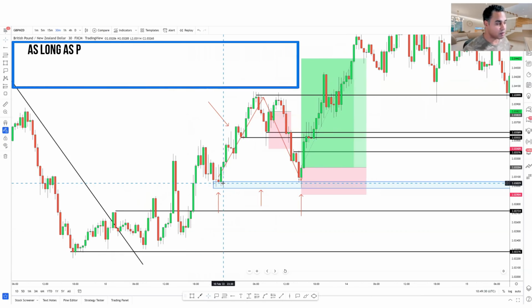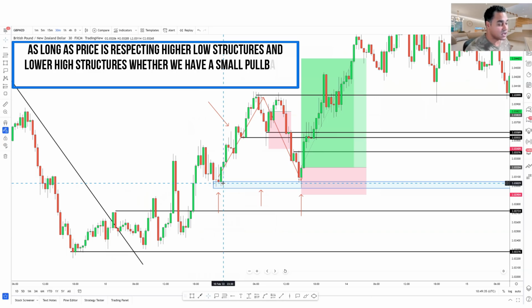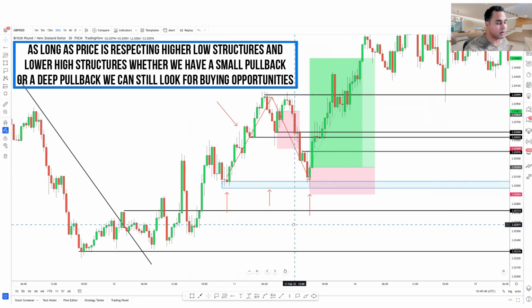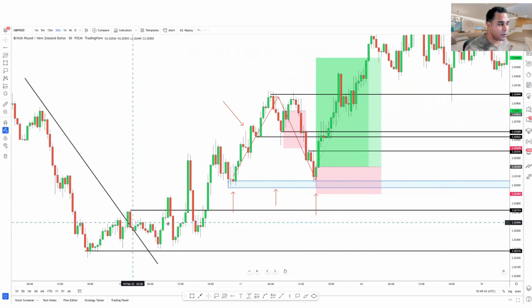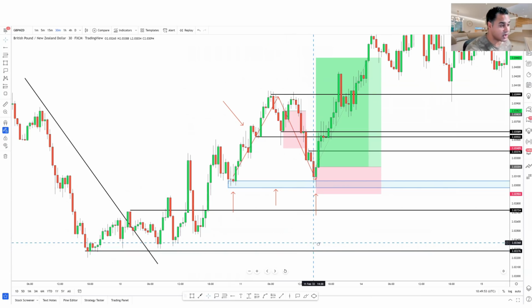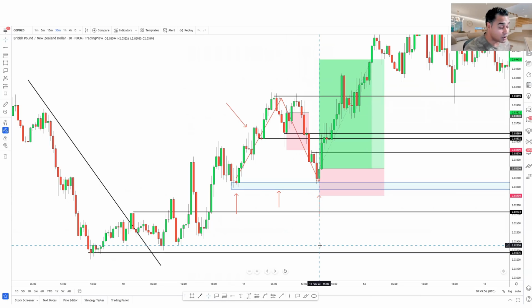Always remember, as long as price is respecting higher low structures and lower high structures, whether we have a small pullback or a deep pullback, you can still look for buying opportunities. But just remember, this is all derived from the 4H timeframe, identifying the overall trend and using just this one key concept that can really make a difference in your trading. You can even scale down to lower timeframes to find better entries, smaller stop losses, whatever you want to call them. But nonetheless, this is a very, very important concept you must understand when trading trends, and especially as an intraday trader.